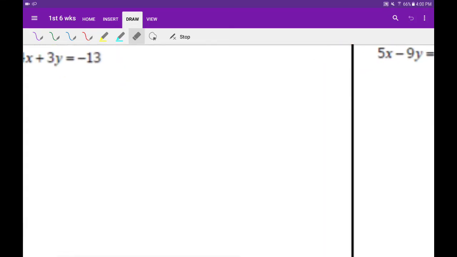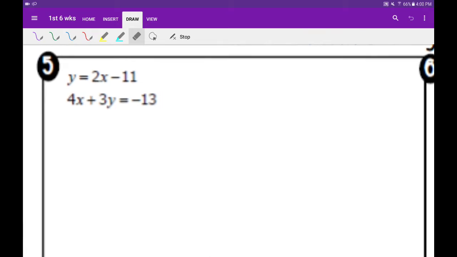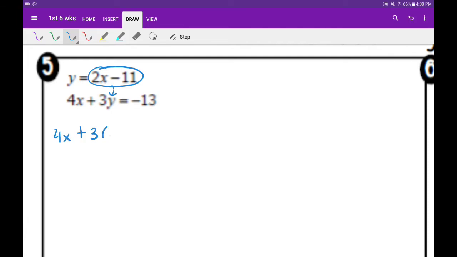All right, so example 5 from the notes, we got y equals 2x minus 11. So in this case, y is already isolated. So if I take this 2x minus 11, okay, I'm going to substitute that for the y, because it's y equals, into the y of the other equation. All right, so we'll take the 4x plus 3, and then we're going to put the 2x minus 11 into that y variable. Okay, now we go negative 13. All right, so let's solve this out.